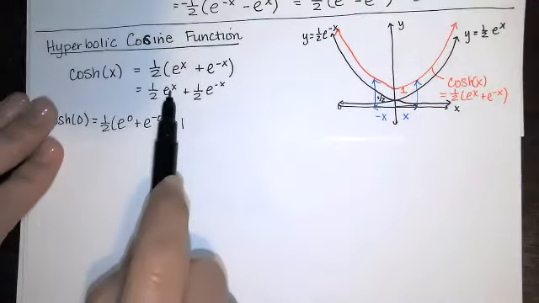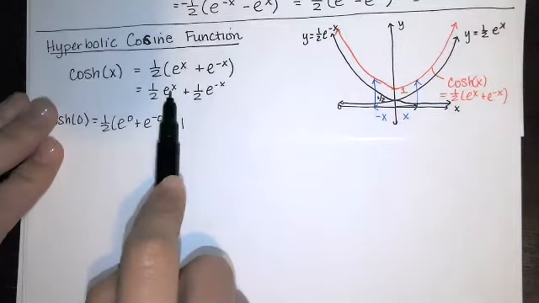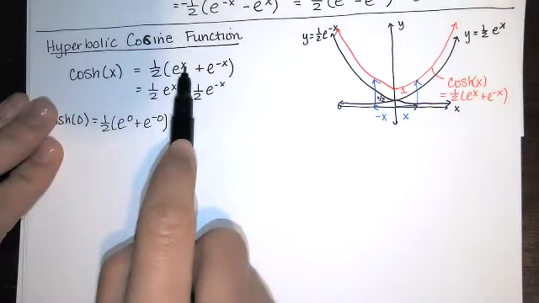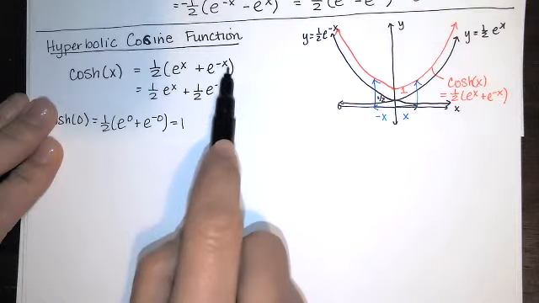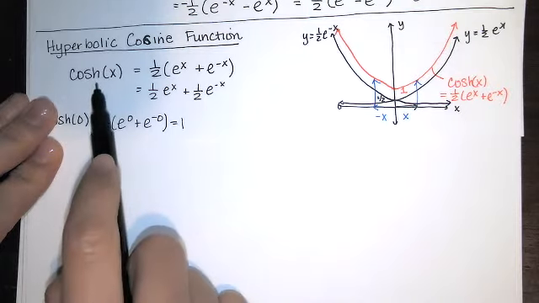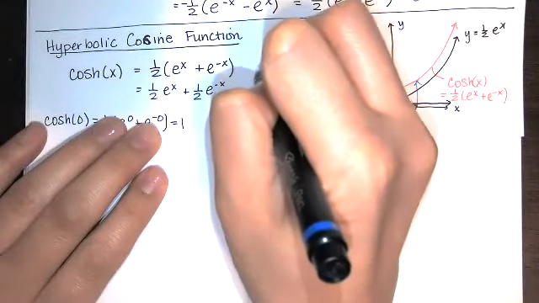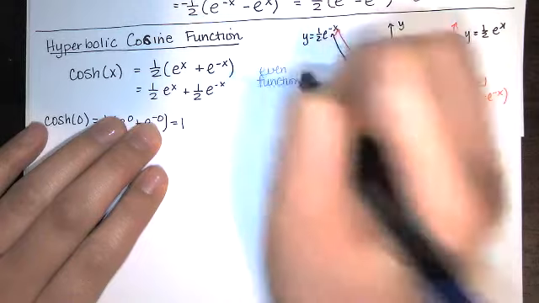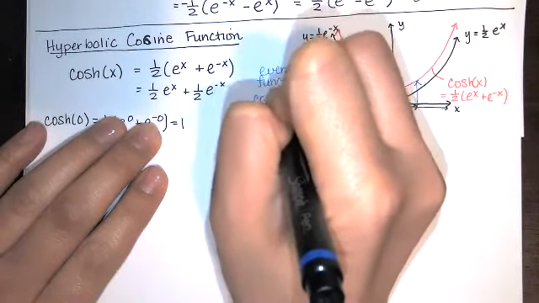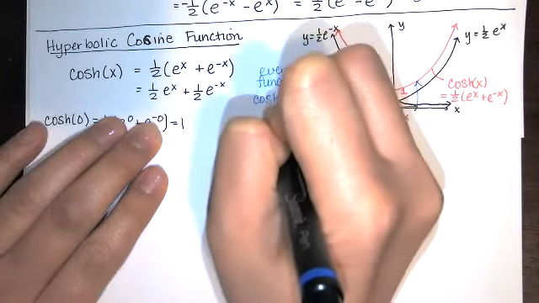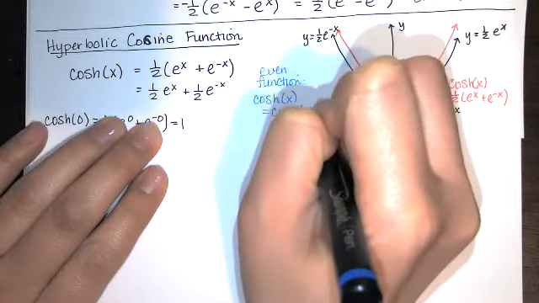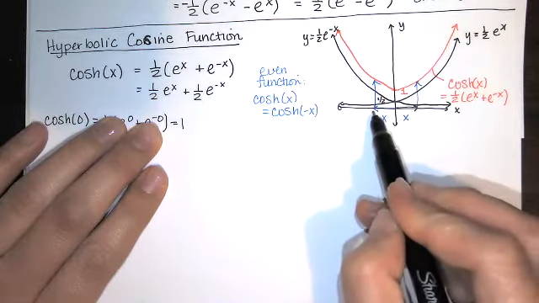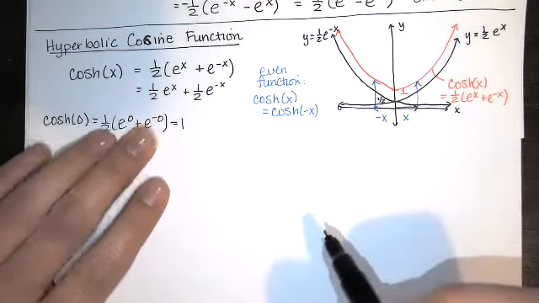You can also just replace x with negative x here. You have e to the negative x plus e to the negative x... it's going to be exactly the same as this function. So the hyperbolic cosine function is even. And I didn't prove it, but I just sort of talked through it. That's because if I evaluate the function at x and I evaluate it at negative x, the y values are going to be exactly the same.